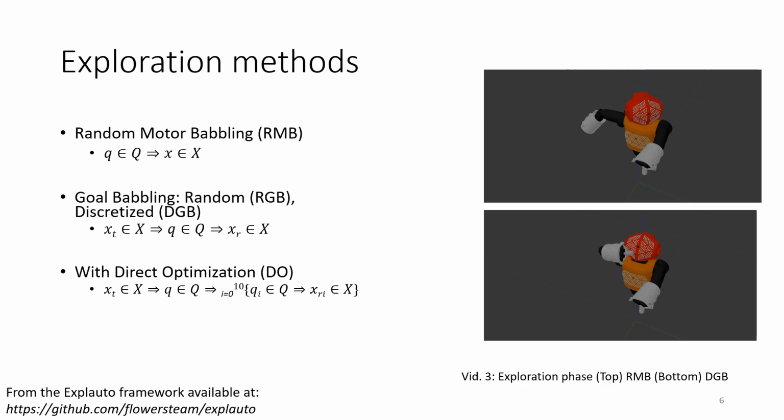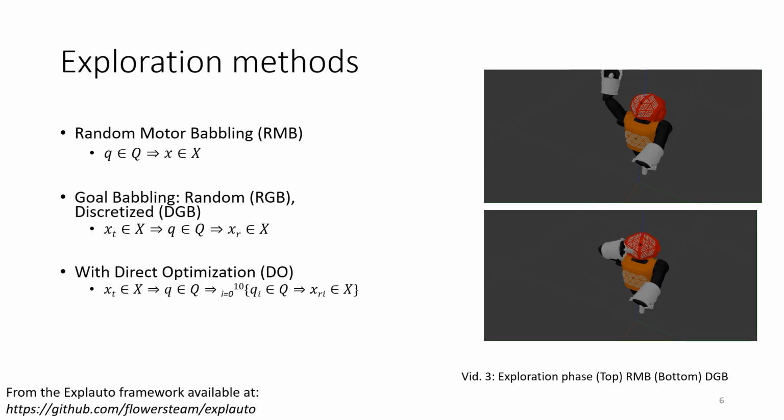The first strategy, random motor babbling, samples a motor configuration from the action space and executes it to obtain an observation. Random goal babbling samples a target in the observation space and uses the inverse model to find an action that reaches the closest to the goal. After adding exploration noise, the motor command is played, resulting in an observation.